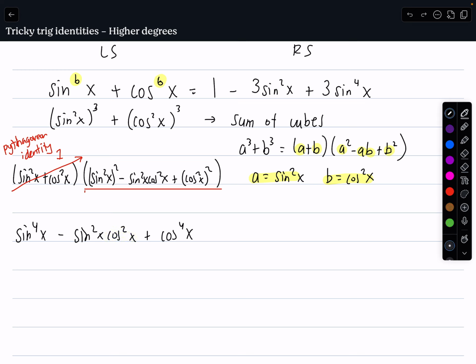So this is what I'm going to do. I'm going to say sine to the 4th x minus sine squared x, and the cos squared x I'm going to turn into 1 minus sine squared x using my Pythagorean identity.